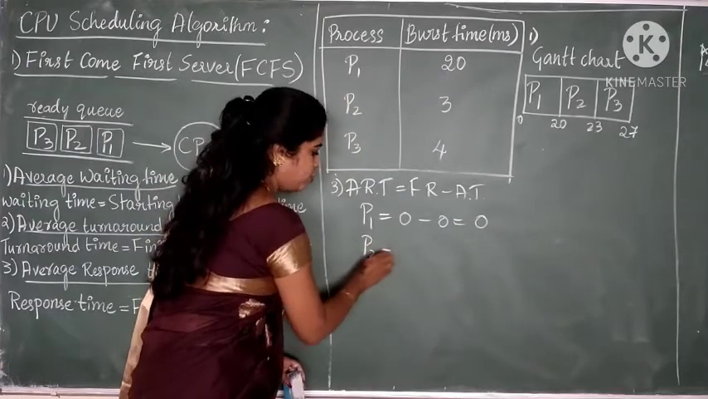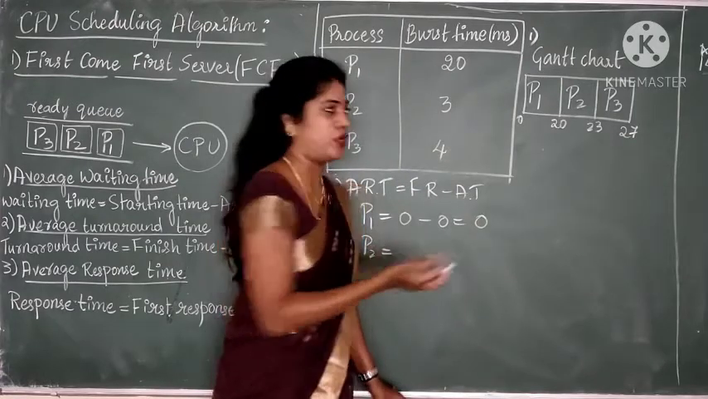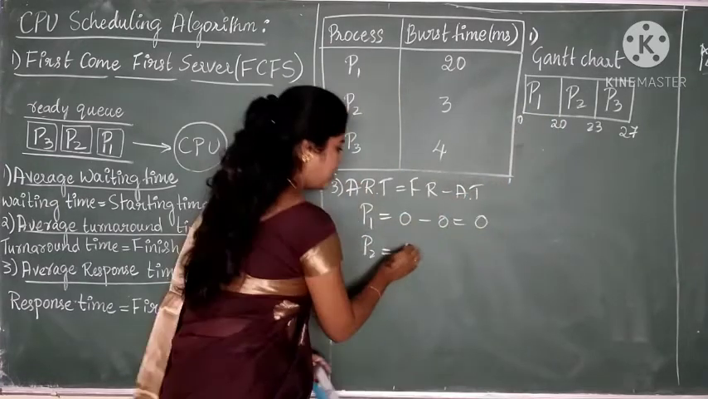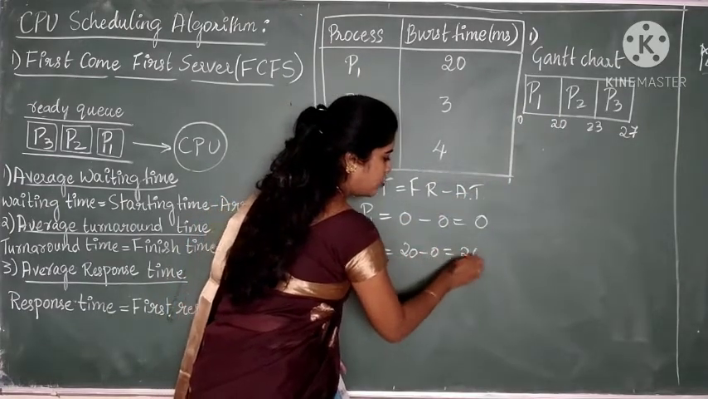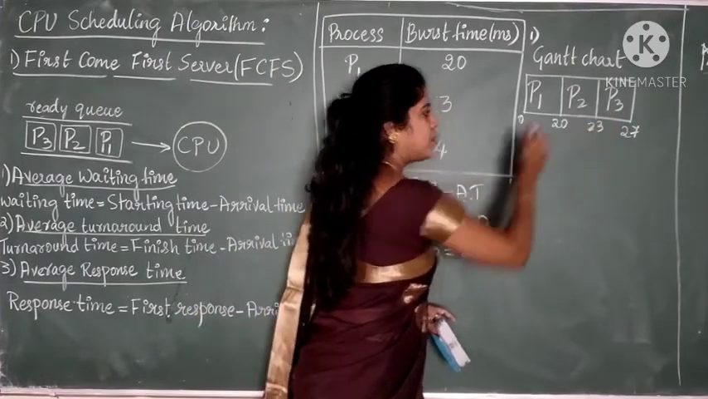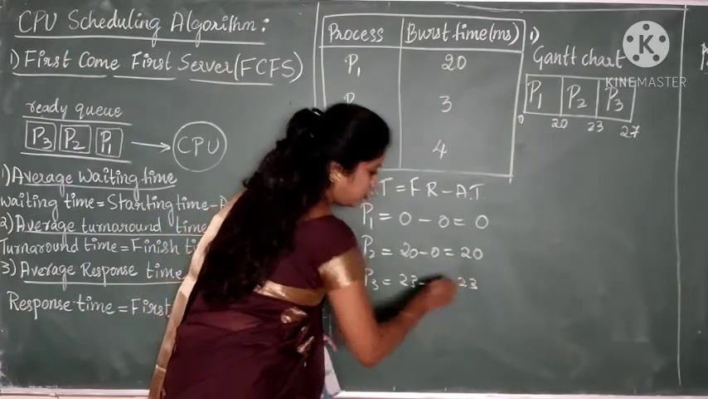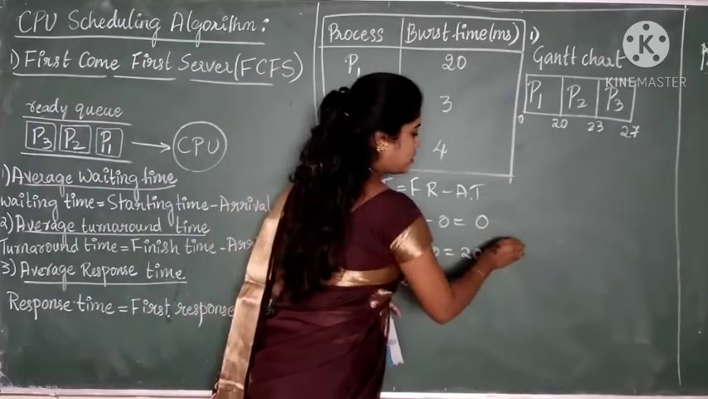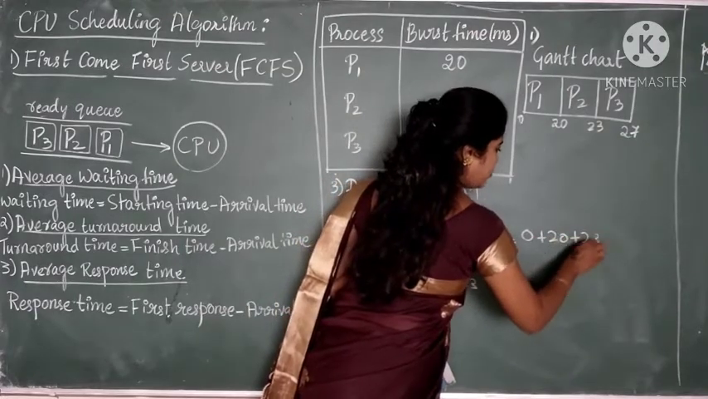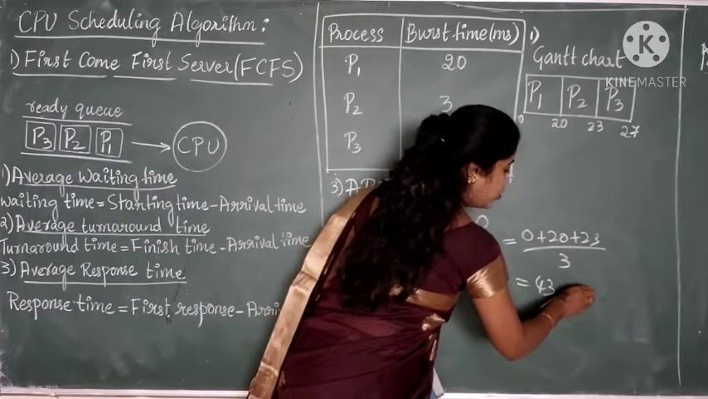And P2, again the same thing. P2 got its first response at 20 milliseconds, because P1 finished and P2 got a first response. Again 20 minus 0, you will get 20. And P3, also the same thing, P3 got a first response at 23 milliseconds. 23 minus 0, you will get 23. To calculate the average response time, 0 plus 20 plus 23 divided by 3.